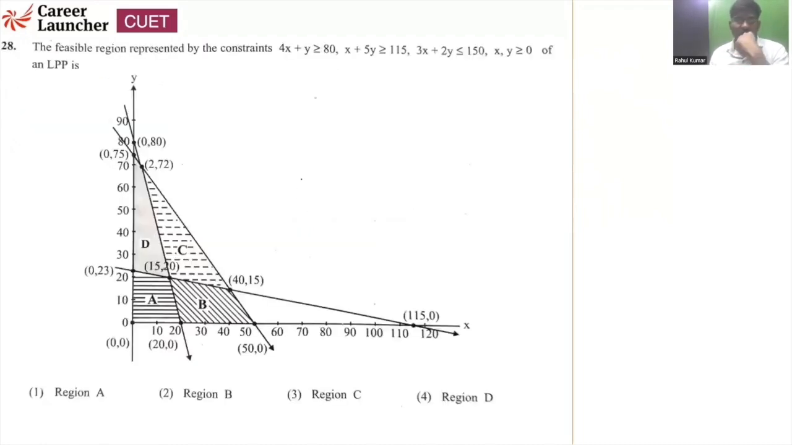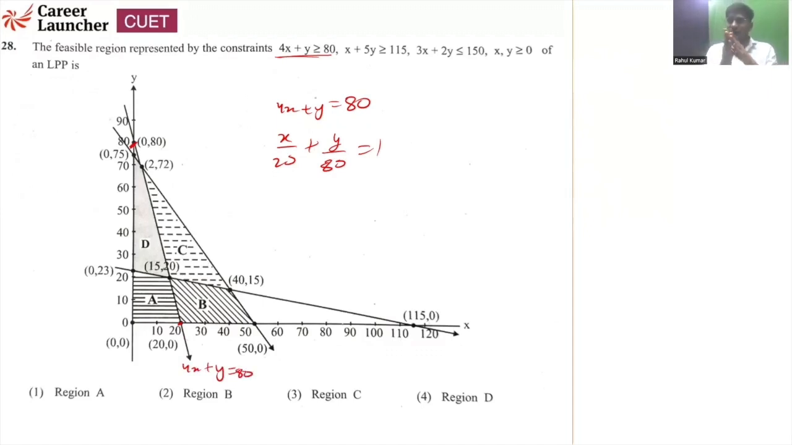Now we are moving towards the next question. Which of the following feasible regions do we have? Okay, let's go with the first line. If you draw this line, first we will identify where this line lies. So 4x plus y is equal to 80. So x by 20 plus y by 80 is equal to 1. So x by 20 means x-intercept is 20, y-intercept is 80. So this is the line we have, 4x plus y is equal to 80.